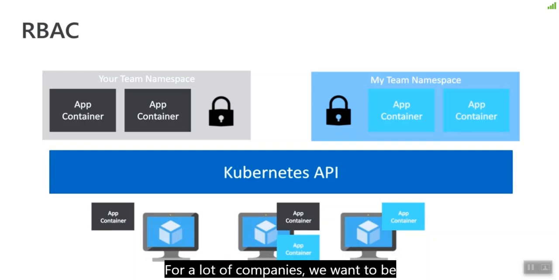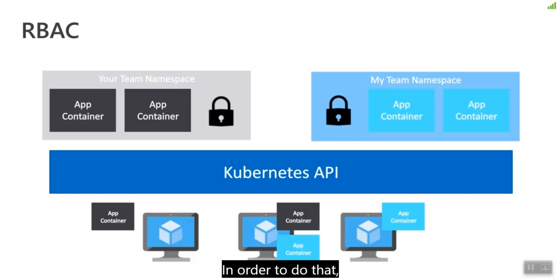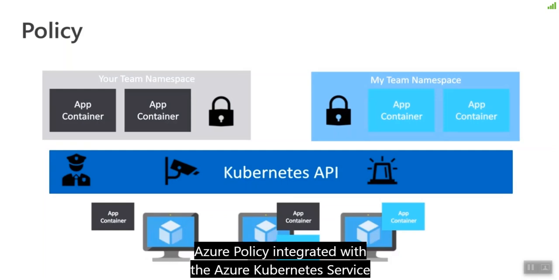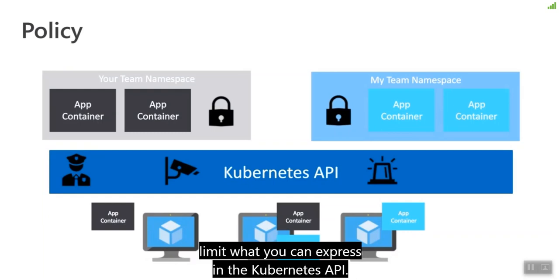And for a lot of companies, we want to be able to ensure that, for example, you're using secure images, or you're not deploying software that hasn't been signed by a particular user. And so in order to do that, we also have a notion of policy. Policy is available via Azure Policy, integrated with the Azure Kubernetes Service, and policy can be used to limit what you can express in the Kubernetes API. So via a combination of role-based access control and policy enforcement, you can really be sure that you can deploy enterprise compliant applications into the Azure Kubernetes Service.